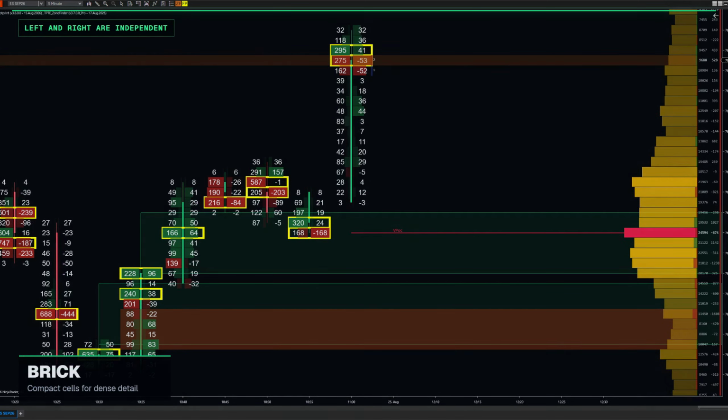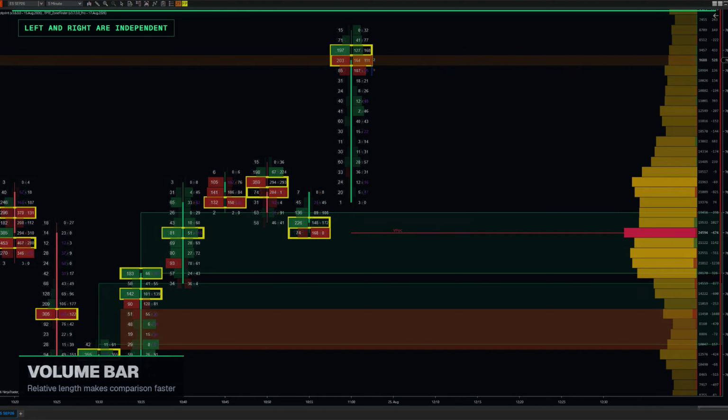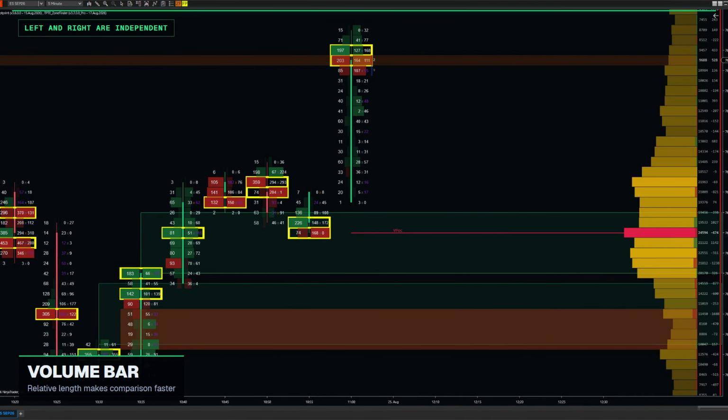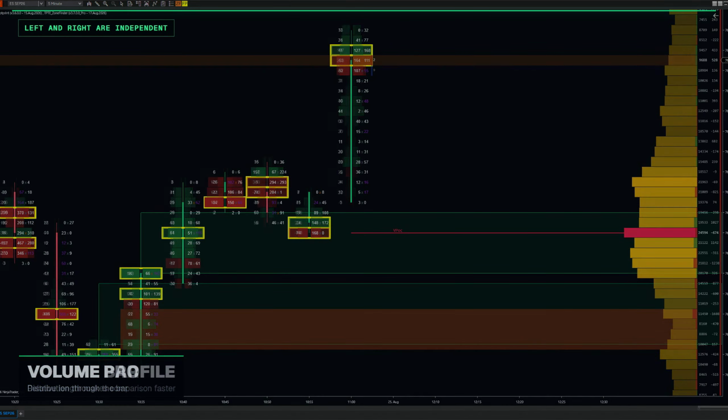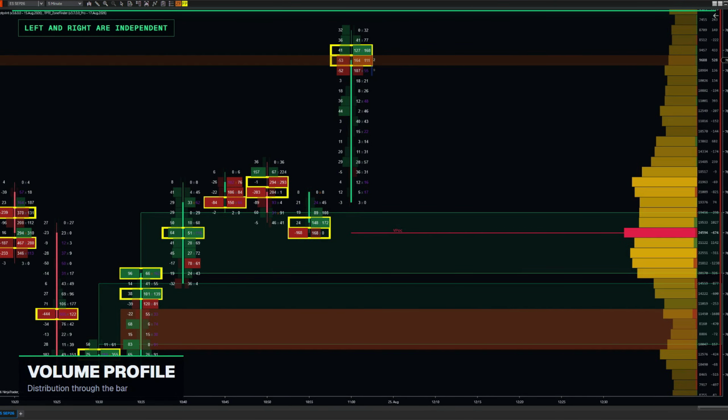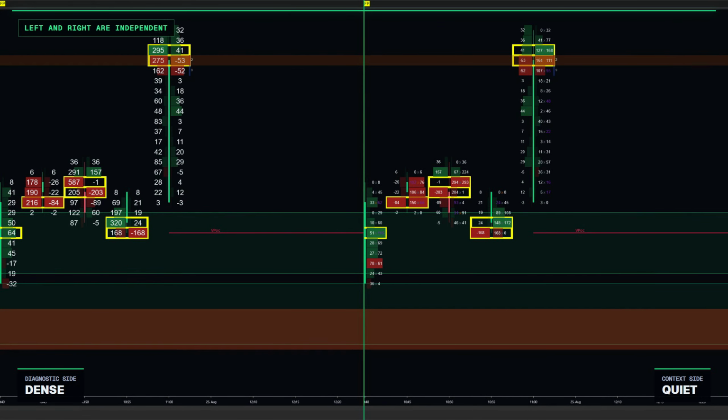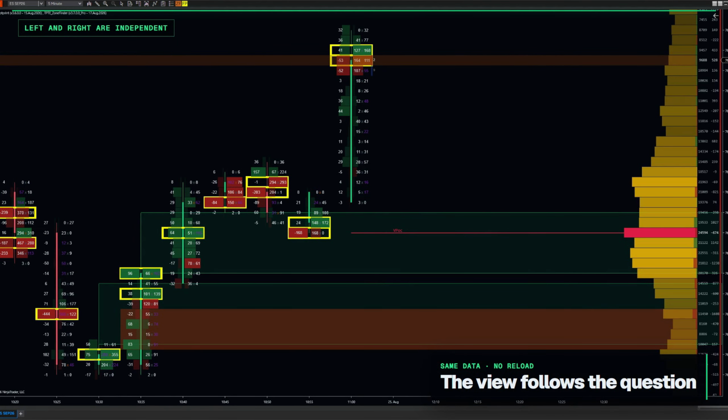Brick creates compact cells. Volume bar converts a value into relative length, while volume profile shows its distribution through the bar. Outline, filled, solid, and saturation control visual weight. We can make one side dense and keep the other quiet. The data stays fixed, the chart does not reload, and the view follows the question. That flexibility is the point.